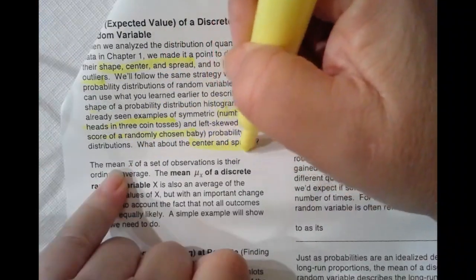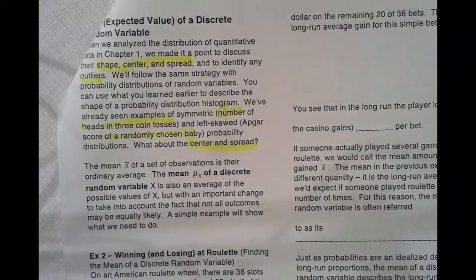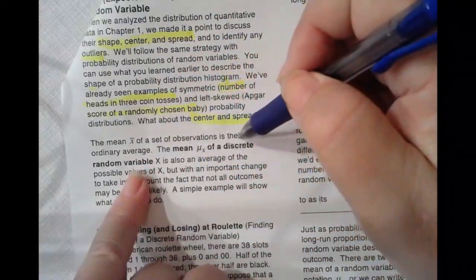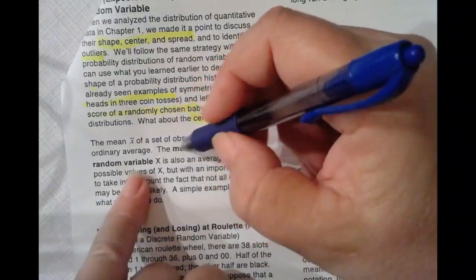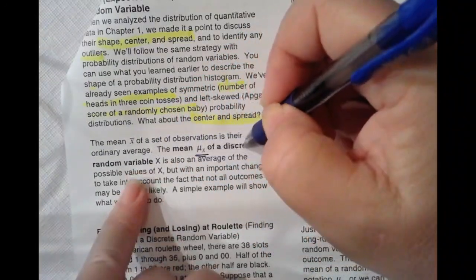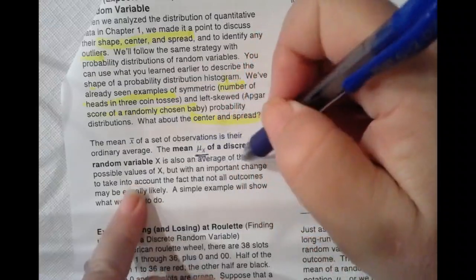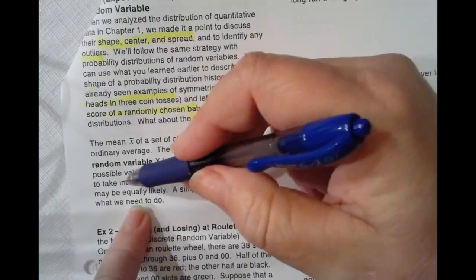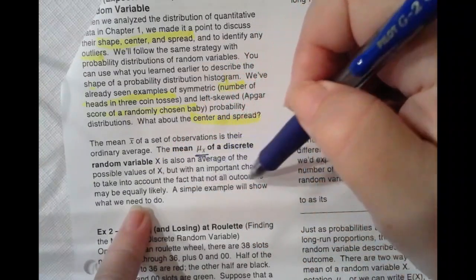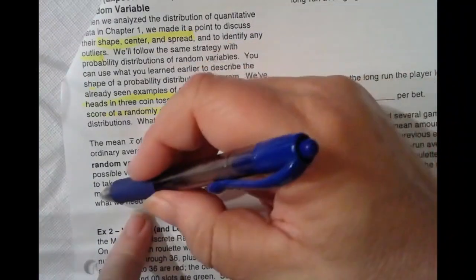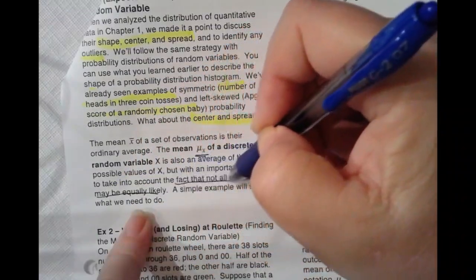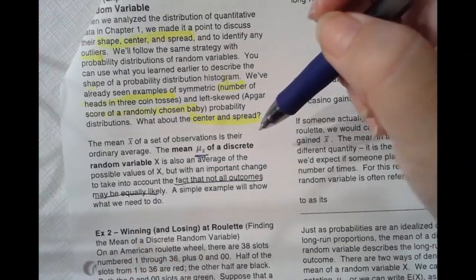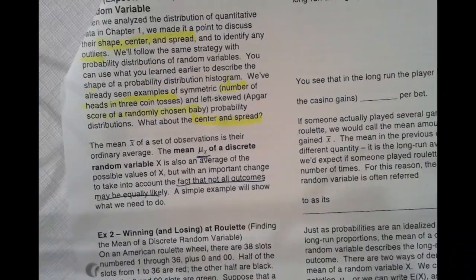What about center and spread? So the mean of x, or x bar, of a set of observations is their ordinary average. The mean mu of x over discrete random variables is also an average of the possible values of x, but with an important change to take into account the fact that not all outcomes may be equally likely. Okay, so all outcomes are not equally likely. A simple example will show what we mean.